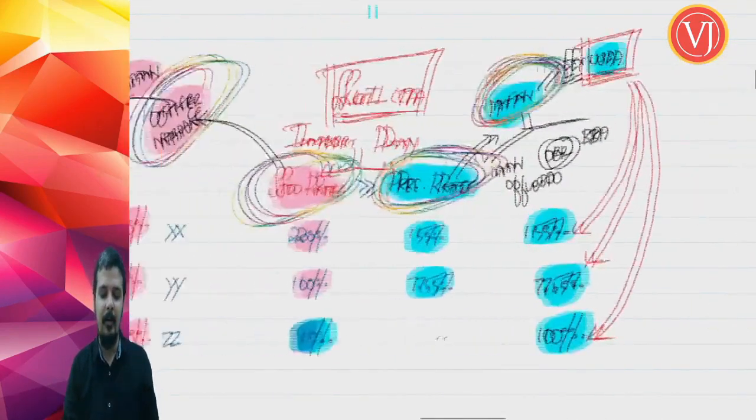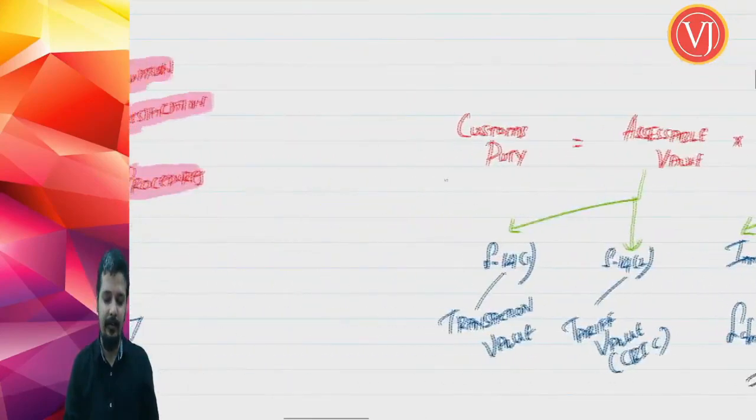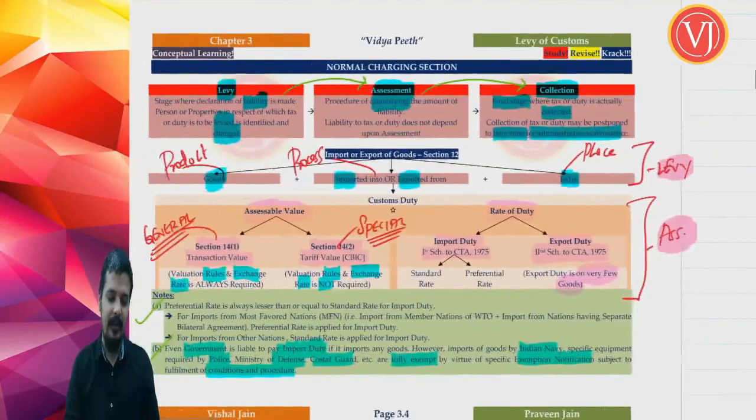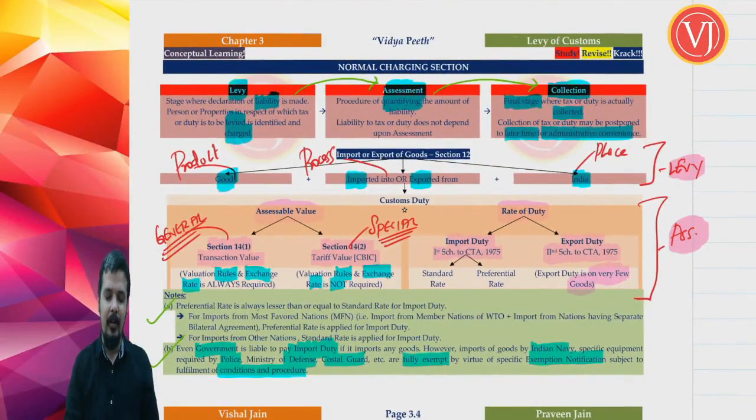Friends, that is all about your normal charging section, Section 12, where we have discussed about your levy as well as your assessment and collection, the later part. But focus was only on your levy and a few important points we have discussed, about your normal charging section, which is Section 12 of your Customs Act 1962.